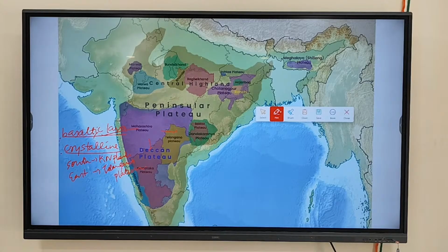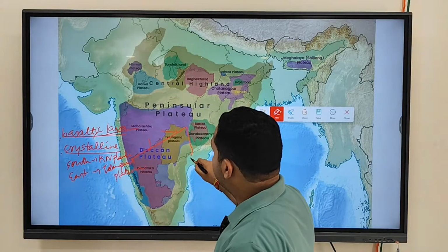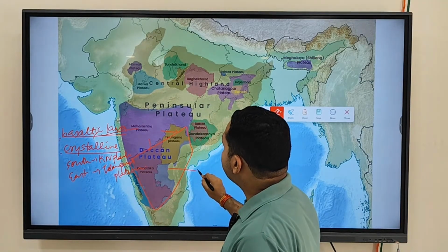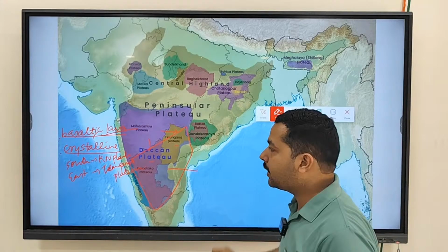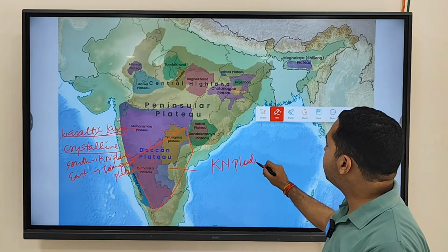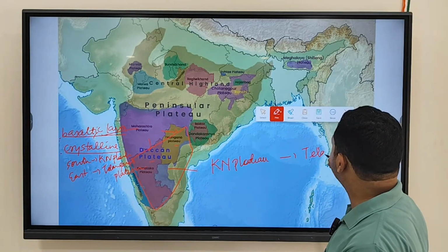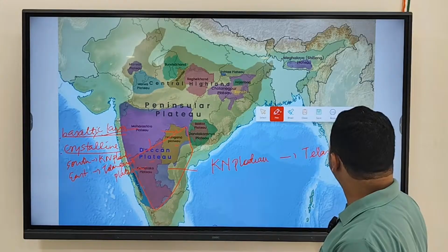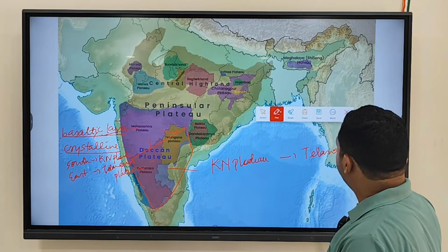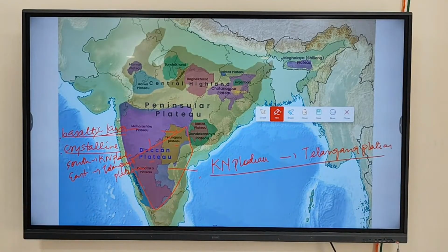Clear? Next comes your South Deccan. South Deccan is divided into two plateaus, the Karnataka plateau and the Telangana plateau. Fine. So South Deccan is divided into two plateaus, the Karnataka plateau as well as the Telangana plateau. Clear?